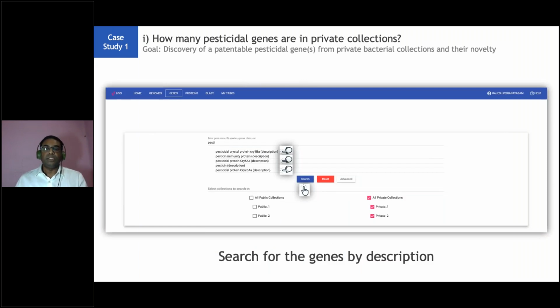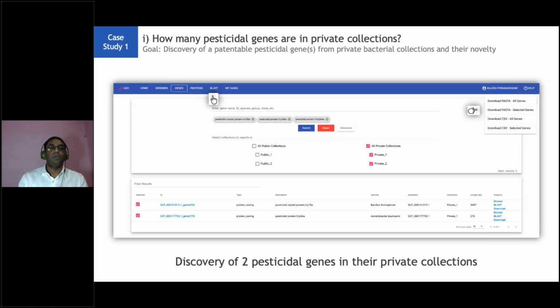So after coming to the genes page, the first question to ask: how many pesticidal genes are there in their private collections? On Loci, you have the flexibility to search in all or specific collections. In this case, the scientist selects the private collections and searches for all genes under the pesticidal descriptions. Now, this search resulted in 2 pesticidal genes out of 3 in private collections.